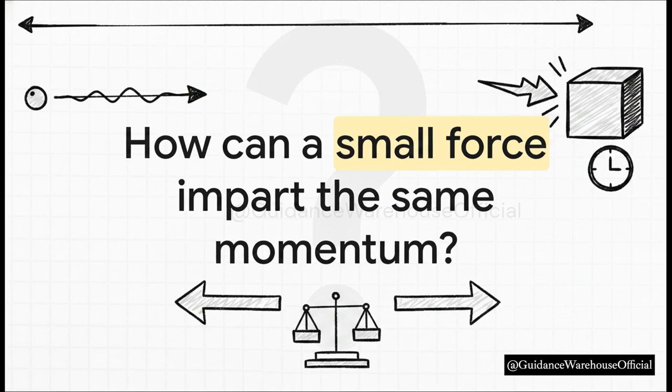Now, right about now, you might be asking a really common question. Wait, so how can a small force impart the exact same momentum to an object as a massive force? It's a fantastic question. And the secret ingredient here? It's time. A very small force applied over a very long period of time can build up to match a massive force that's applied only for a split second. Keep this relationship between force and time in the back of your mind, because it leads us perfectly into our next concept.